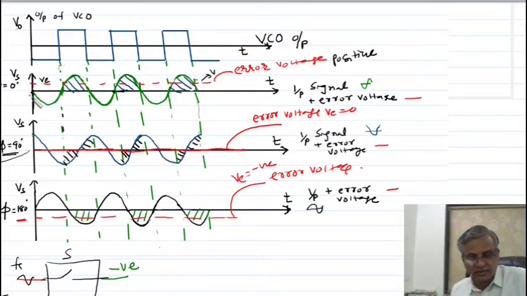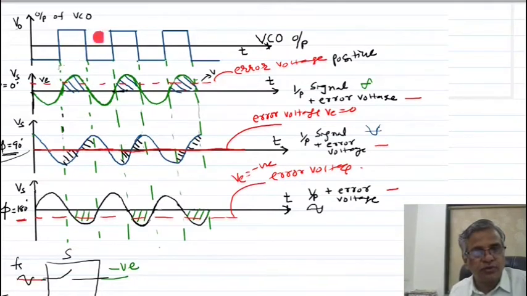Listen again. For a zero phase shift between Fs and this square wave, you can see that during the positive half the switch is closed, so during this much time, this much signal passes through the switch. As a result, positive error voltage is developed. This is the average value of this half sine wave. Let us discuss again.